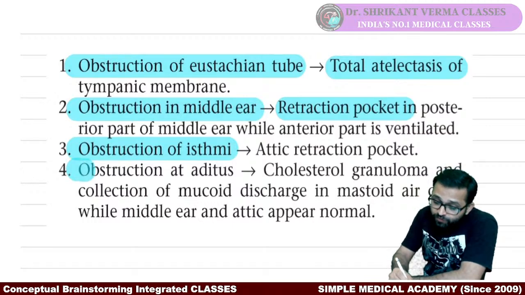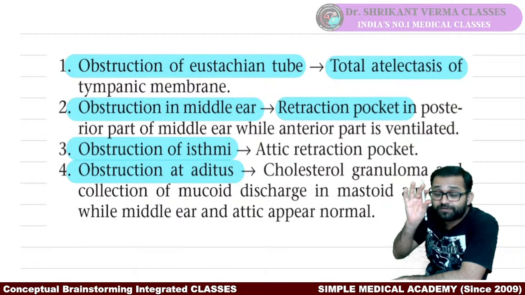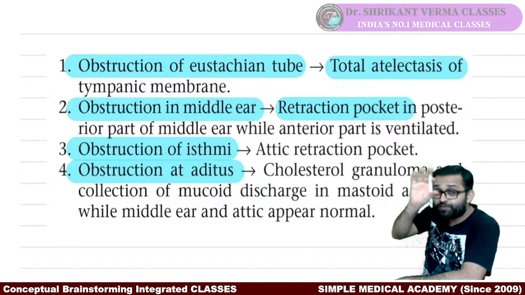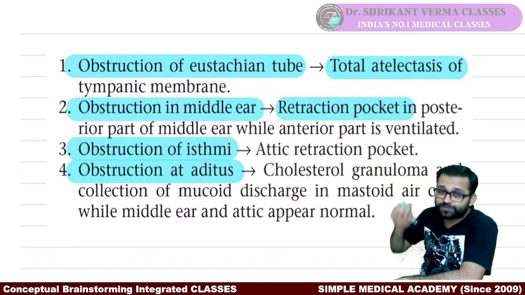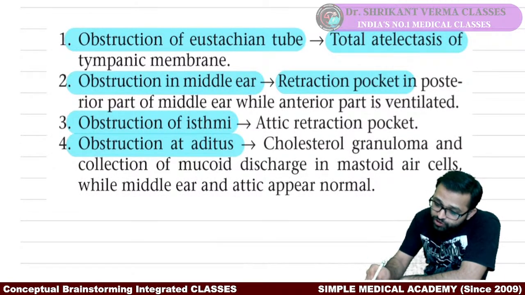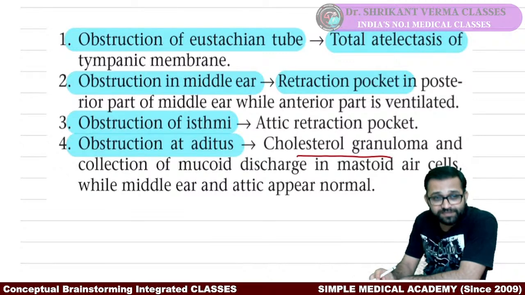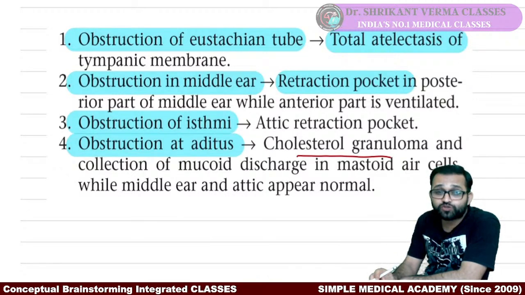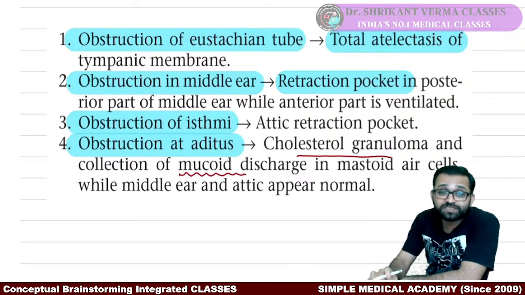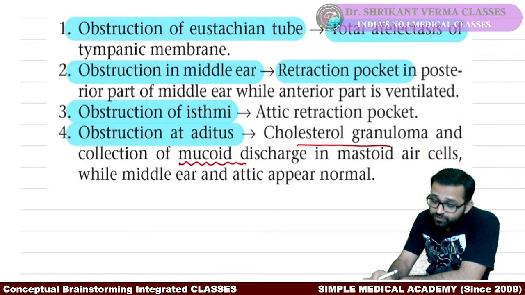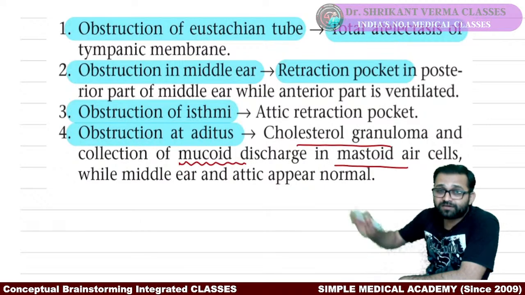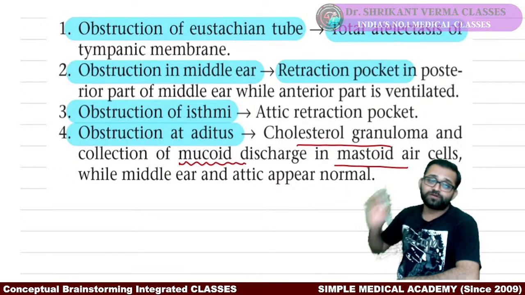Obstruction of the aditus of the mastoid, go for the anatomy then you will understand all the terms. So aditus is the opening into our mastoid antrum. If there is an obstruction in that situation, you will observe there is cholesterol granuloma, you will see in the topic of cholesteatoma. So it will lead to the collection of the mucoid discharge, sticky secretion will collect here. So this will cause accumulation within our mastoid air cavity, while the middle ear and attic portion will be normal. Okay sir, fine, just one knowledge.